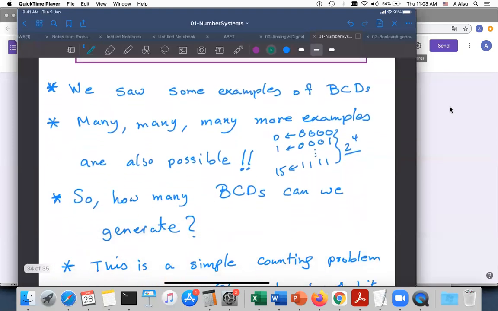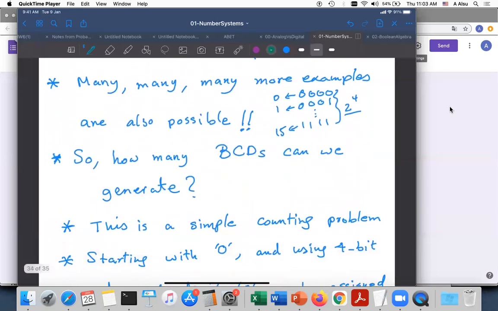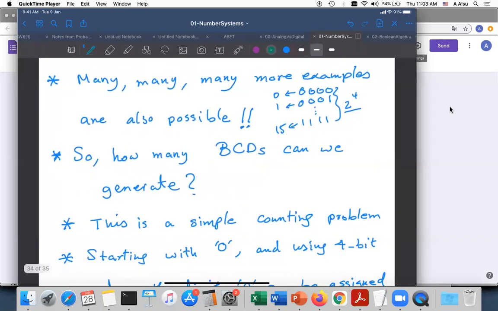This is a simple counting problem, and you can find the answer to this in any introductory counting course. First of all, we start with any digit, like digit 0, for example. It doesn't matter which digit you start from by symmetry.